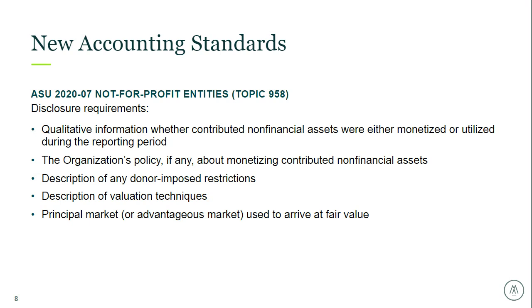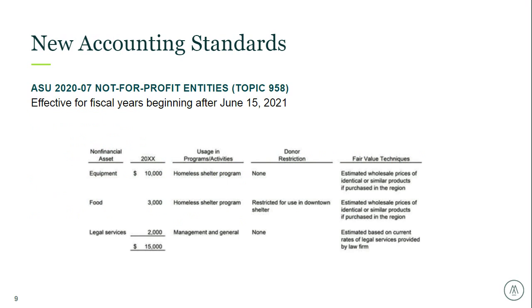Next slide. So it might be a little hard to see, but this is how it is broken out, this example disclosure. So equipment was donated. That equipment had a fair value of $10,000. There were no donor restrictions. Fair value techniques, so how did they come up with the $10,000? Estimated wholesale price of identical or similar products if purchased. You can see there the food and legal services are 2 other examples of non-financial assets. And then it also discloses the usage in what programs or activities.